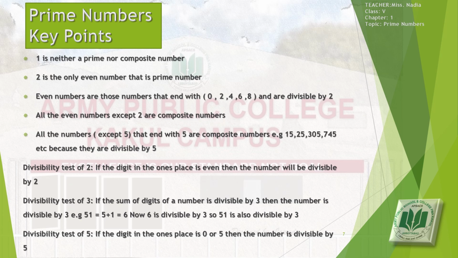Divisibility test of 5: check the ones place. If the digit is either 0 or 5, then the number is divisible by 5. For example, 310, 515.